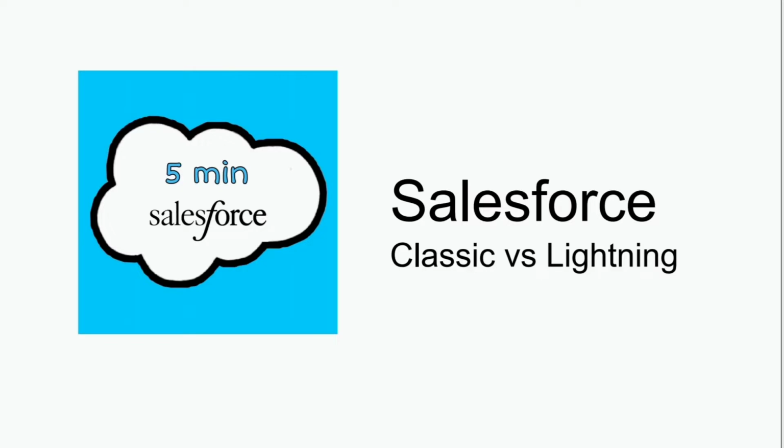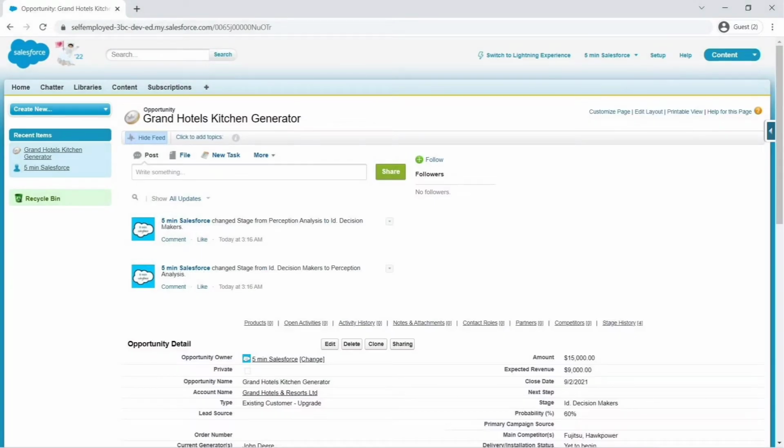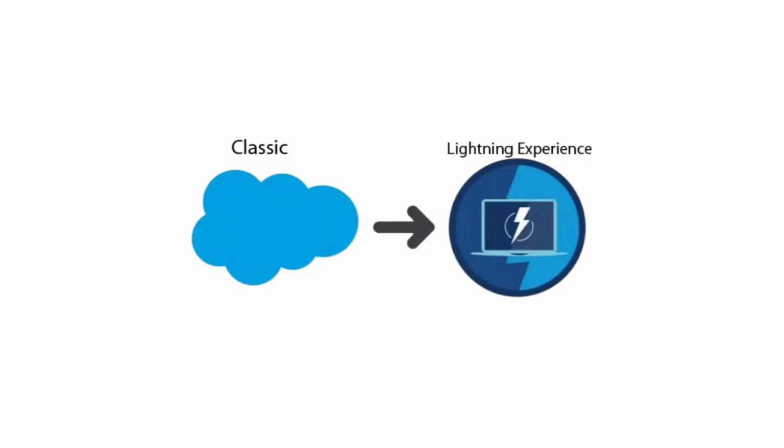In this video, we'll get to know about Salesforce Classic and Lightning. Salesforce Classic is a legacy version of the Salesforce CRM platform. It is still supported by Salesforce but no longer in active development. No new features will be added anymore. Salesforce itself is motivating its users to switch to Lightning from Classic.